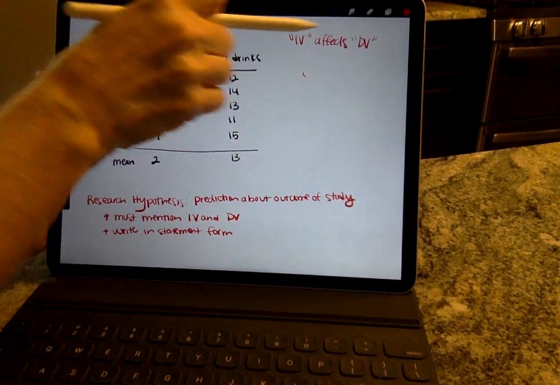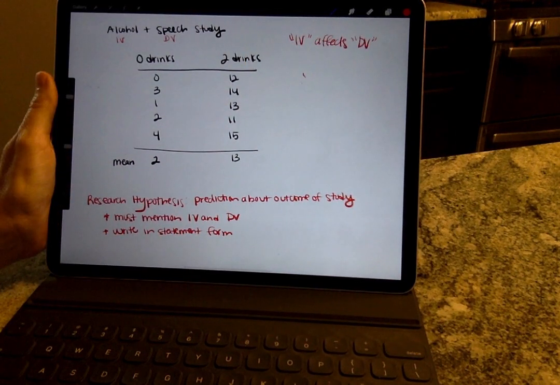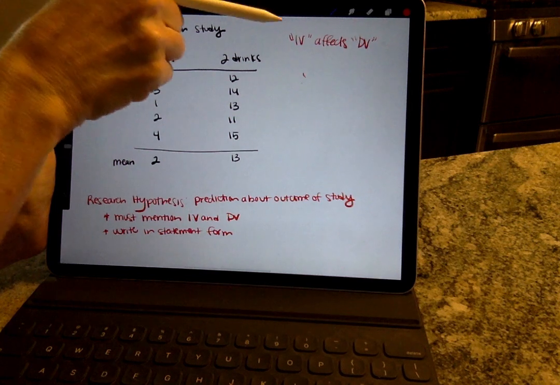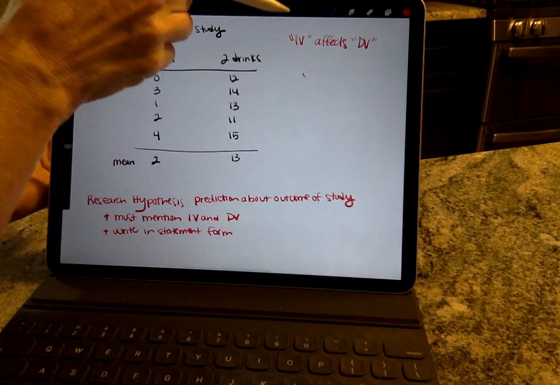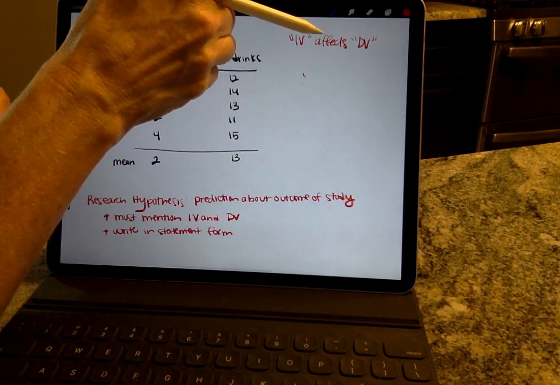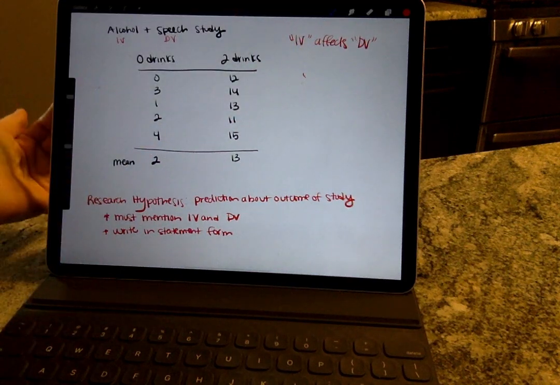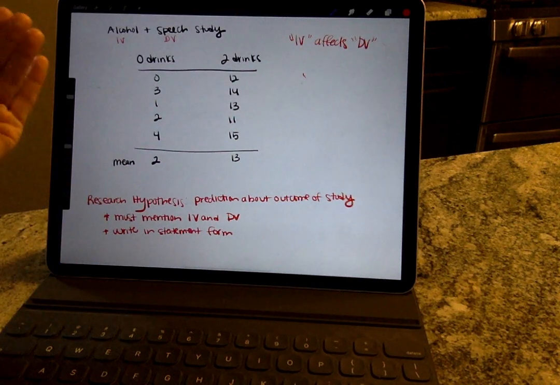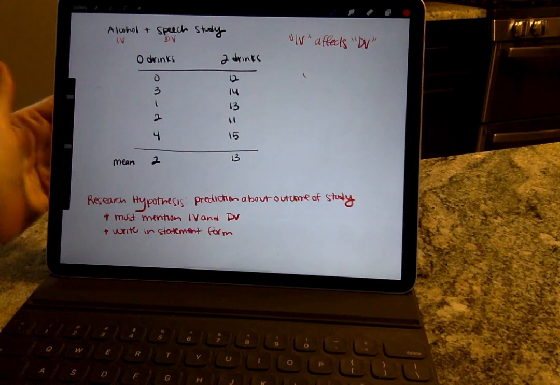Now, I'm going to expect you to fill in the actual independent and dependent variables, but this kind of prediction where you mention your independent, you insert this term affects, and then you mention your dependent, this is a perfectly reasonable prediction, research hypothesis that you can use in this class.